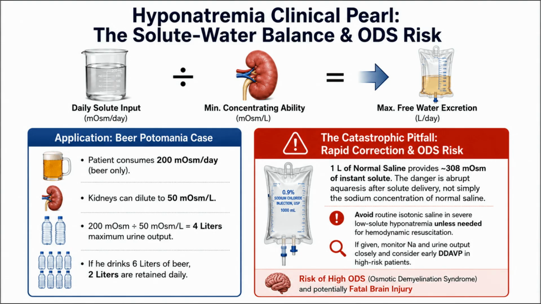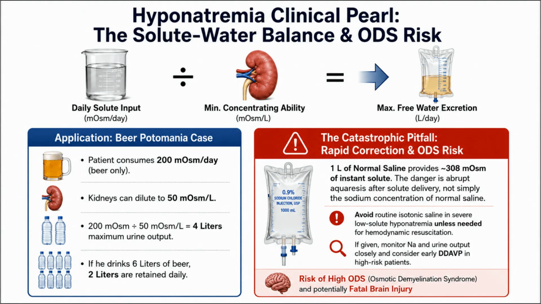Now the pitfall. 1 liter of normal saline contains about 308 milliosmoles of instant solute. That can suddenly increase the kidney's capacity to excrete water. The sodium may rise not because normal saline itself is magic, but because solute repletion releases the brake on water excretion. In severe low solute hyponatremia, avoid routine isotonic saline, unless there is a clear indication such as hemodynamic resuscitation. If solute is needed, monitor sodium and urine output closely, and be ready to use desmopressin and electrolyte-free water.